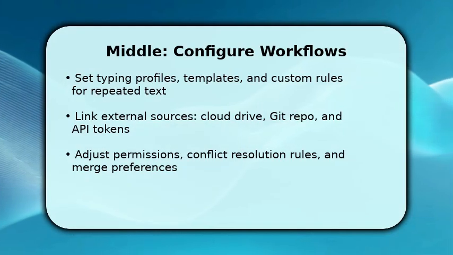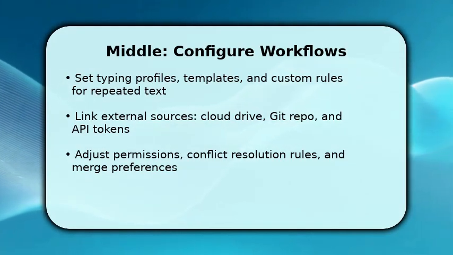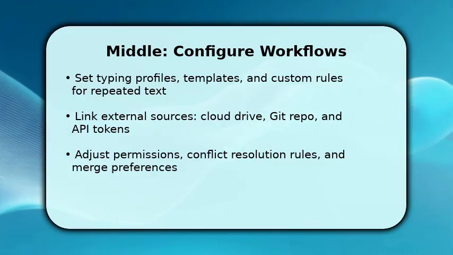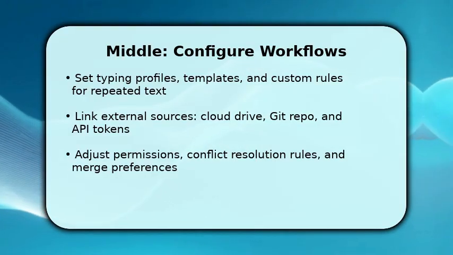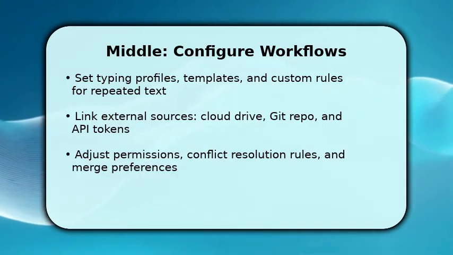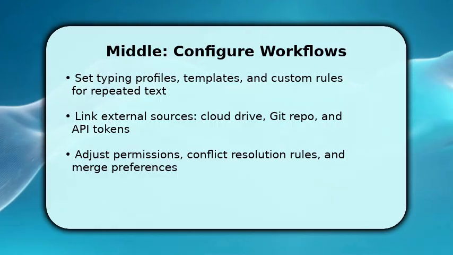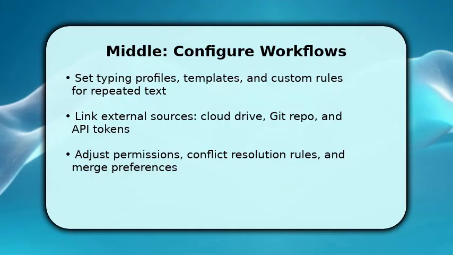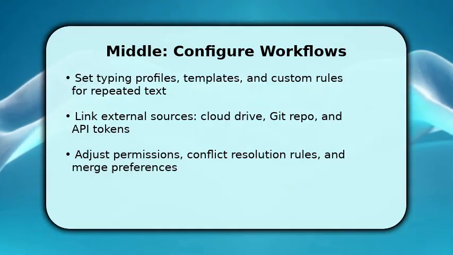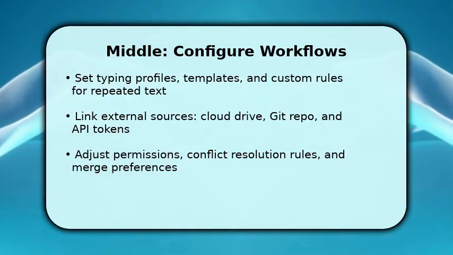Now you configure the tool to match how you work and why those choices matter. Define typing profiles and templates so common passages insert with one command. This speeds repeated tasks. Next, link cloud storage or a Git repository and authorize API tokens. Connecting sources keeps everything synced. Then adjust conflict resolution rules, prefer latest, prefer local, or prompt, because saves can collide. Once these steps are in place, your workflow becomes predictable and recoverable under pressure.